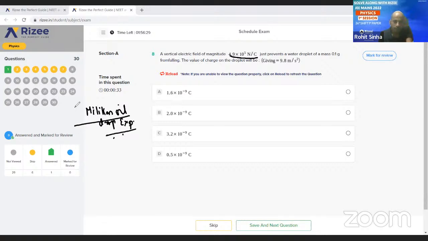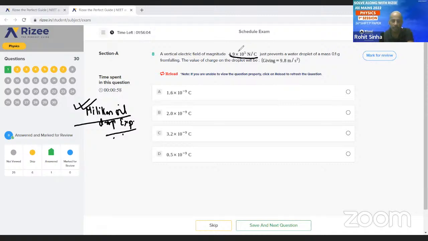Okay, we can't expect that this question can come also, because in Millikan's oil drop experiment, if you go through the NCERT or any book, they're just mentioning the name. They're not discussing what the experiment is about. But see here, the exact question of the Millikan's oil drop experiment came here.